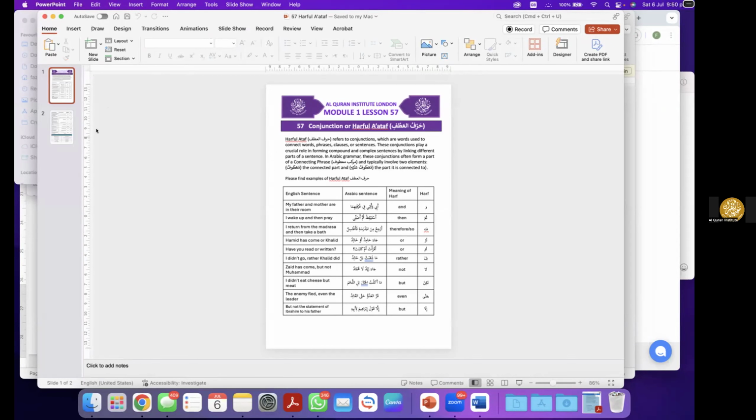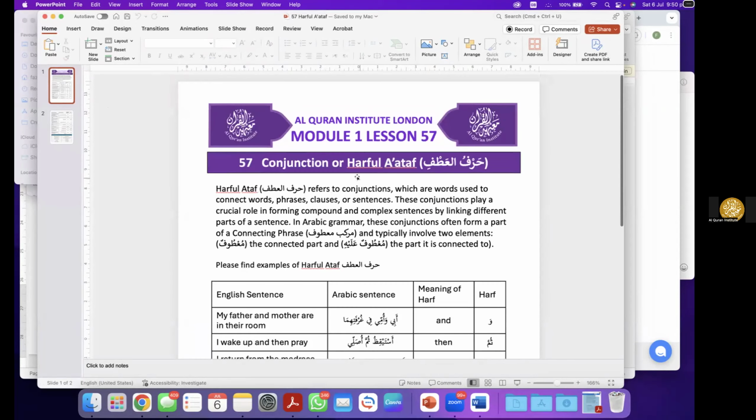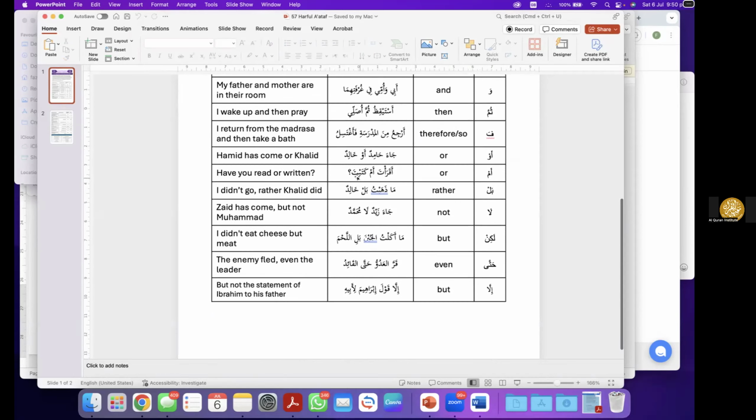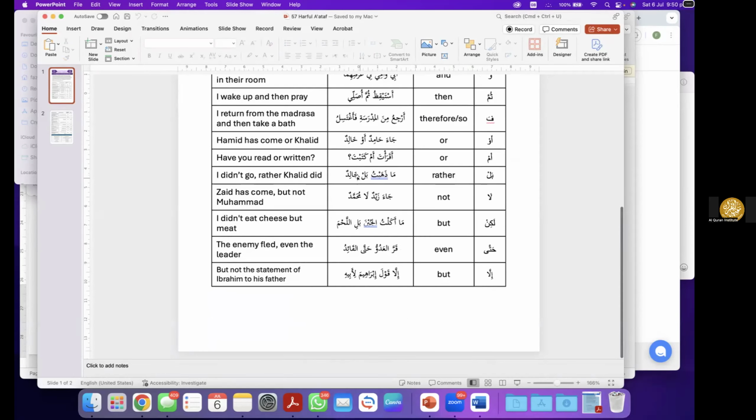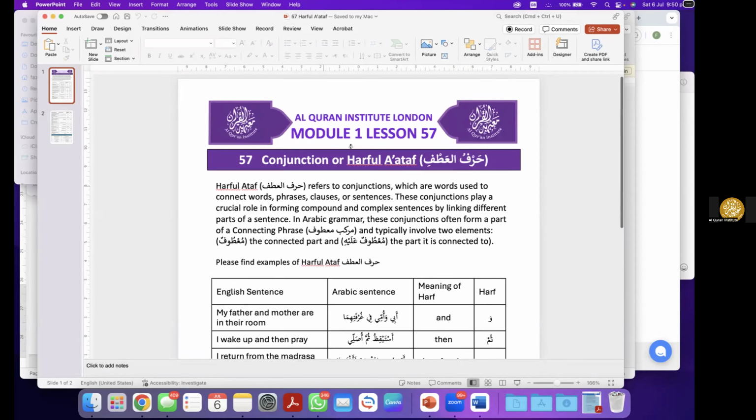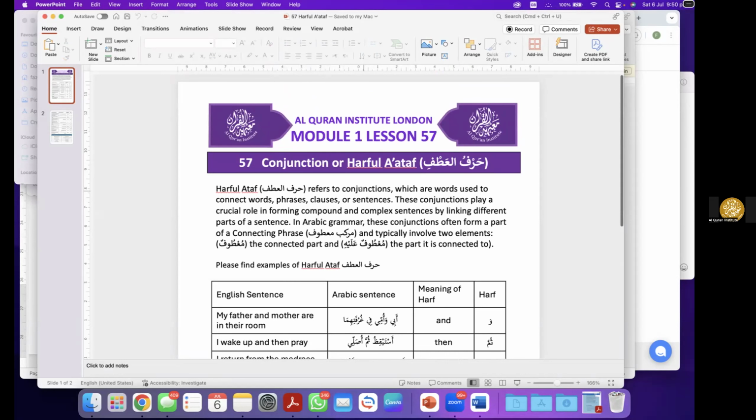This is important, so pay attention, because the stronger you are, the better you will be at explaining this when it comes. Harful ataf. The word ataf means connecting, conjunction. Now, how many harful ataf are there? There are quite a lot. Some we are very familiar with, some we will learn today, inshallah. Harful ataf are conjunctions used to connect words, phrases, clauses, and sentences.